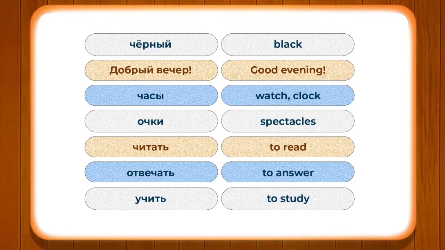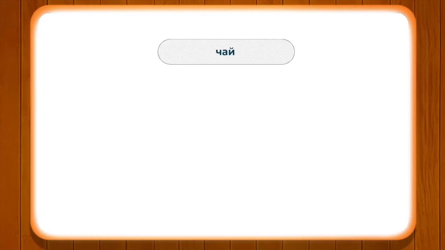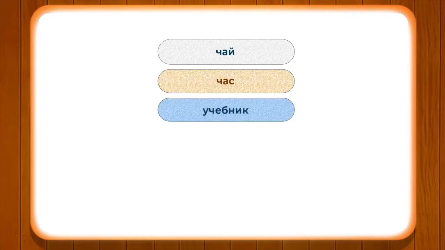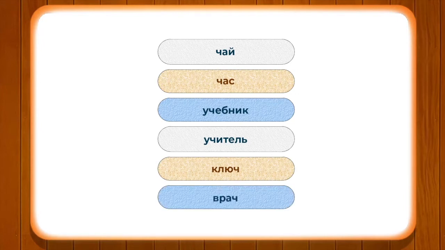Now let's go to the next section. In this part, you will see certain words which we often use in our day-to-day communication, and as you know, we want you to use these words in your day-to-day communication as well. You can make your own small sentences and use these words. So the new words are chai, chas, uchebnik, uchitel'nitsa, klyuch, vrach.